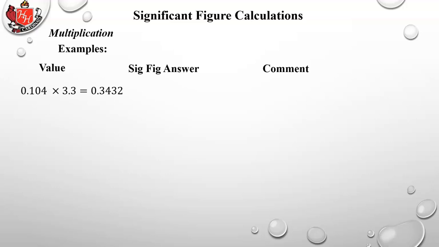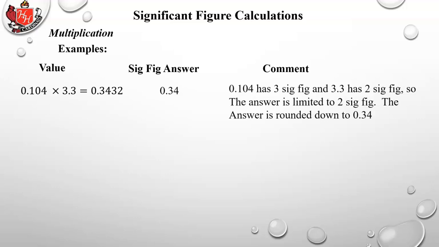Okay, let's try these two. There's the calculator answer. So the sig fig answer is going to be 0.34. Why? Because 3.3 has 2 significant figures. 0.104 has 3 sig fig, and 3.3 has 2 sig fig, so the answer is limited to 2 sig fig, and the answer is rounded down to 0.34.